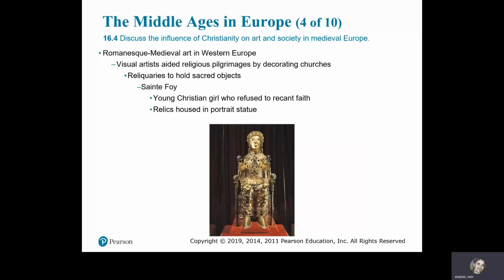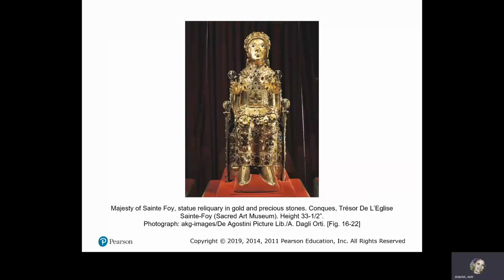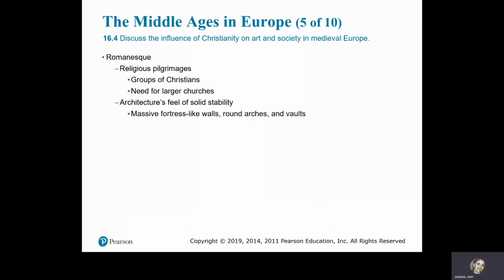Sainte Foy is a young Christian girl who refused to recant her faith. Her relics are housed in a portrait statue. Majesty of Sainte Foy, statue reliquary in gold and precious stones. This is in Conques. In the Romanesque time, we have religious pilgrimages, which are groups of Christians who travel to see reliquaries.